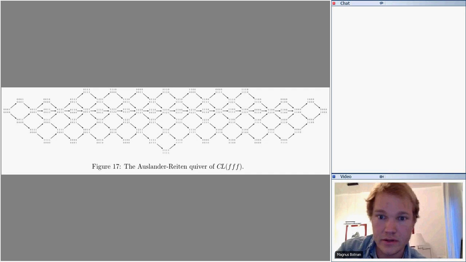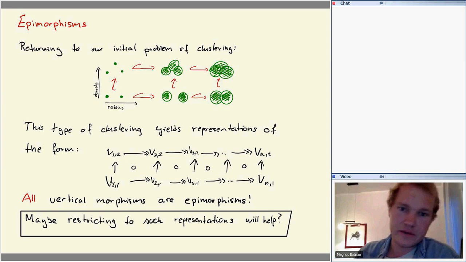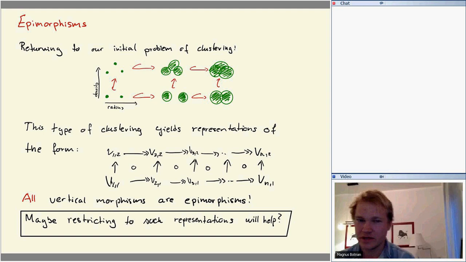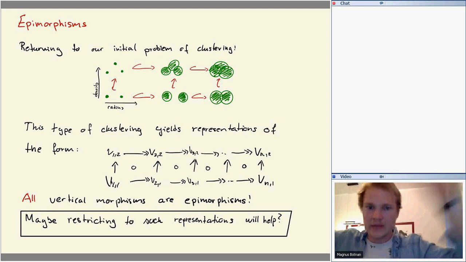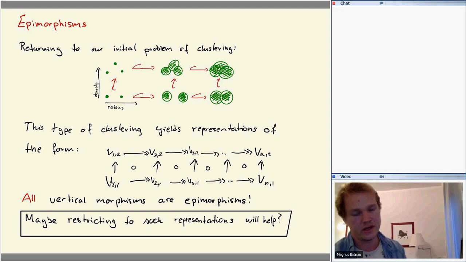Okay. Now, let's return to this initial problem we talked about in clustering. We observe that all the horizontal morphisms are epimorphisms. So maybe now let's consider something even stricter. Instead of having general 2 times n additivity, let's also assume that all the horizontal morphisms are epimorphisms.